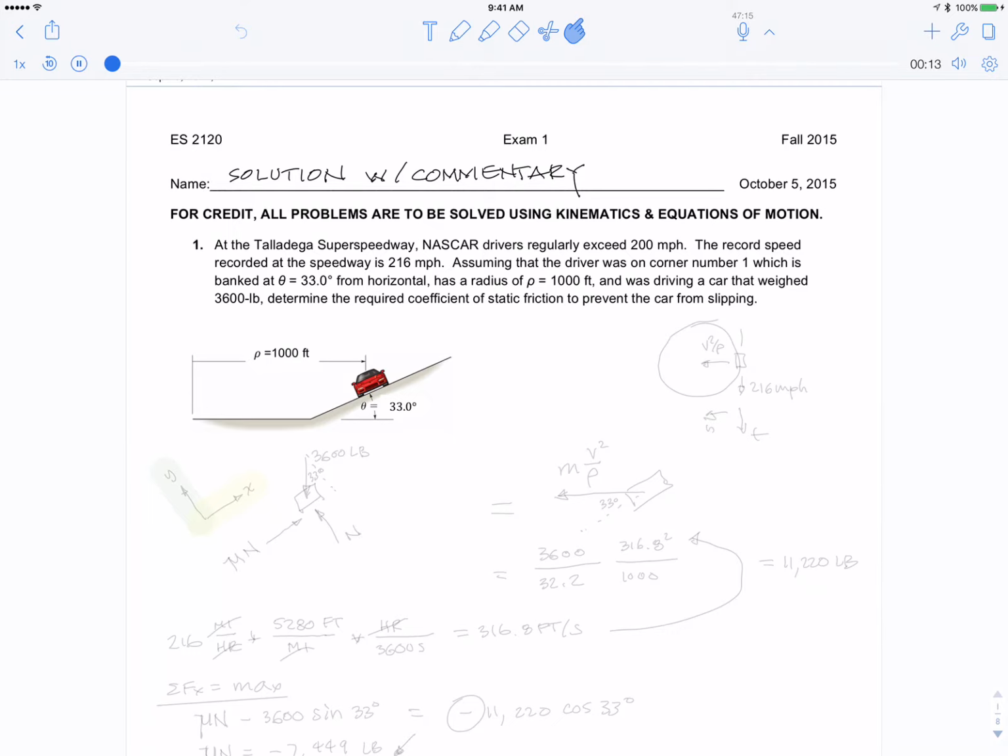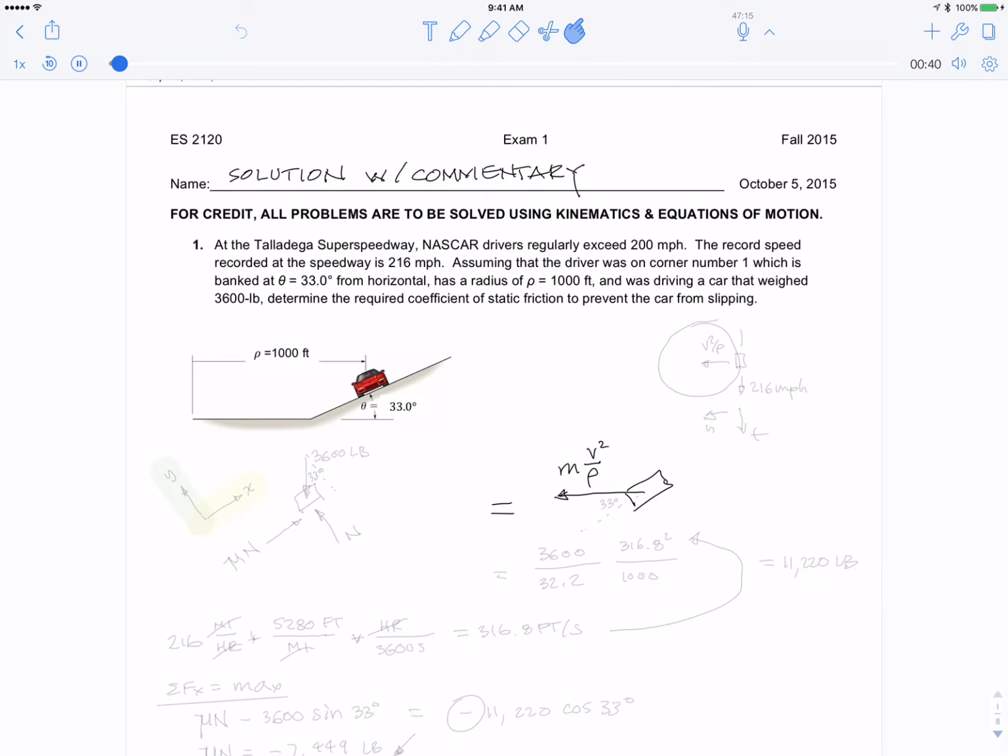So this car is going around this curve in a circle, and on every problem you must do this. You have to put in the free body diagram equals the mass times acceleration. So in this case, we know that's going to be m times v squared over rho, because that's the only acceleration. It's traveling in a circle. It's a normal tangent from the top view.